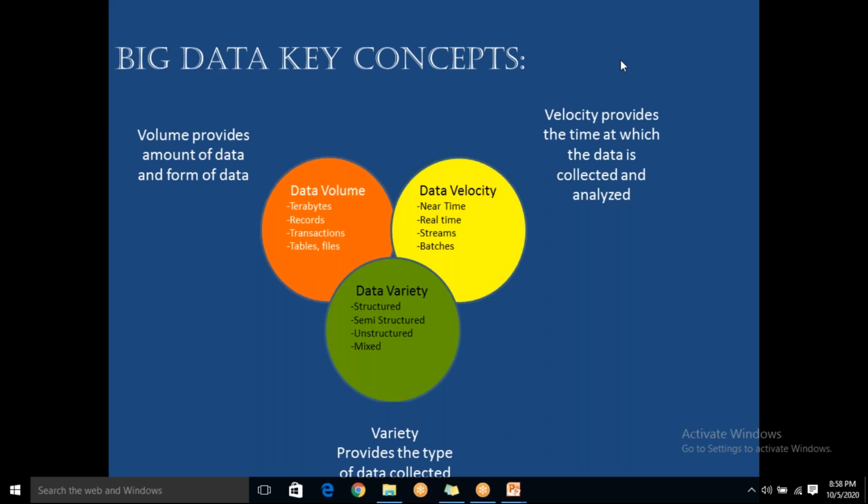Batch means you can say more than 1 hour of data you are going to collect and process. Near time means maybe 1 minute of data you will collect and process, or 2 minutes of data, something like that. Very little time of data you will collect and process. That is near time. Batch means maybe it can be 1 hour or 1 day, 1 week, 1 month, something like that.